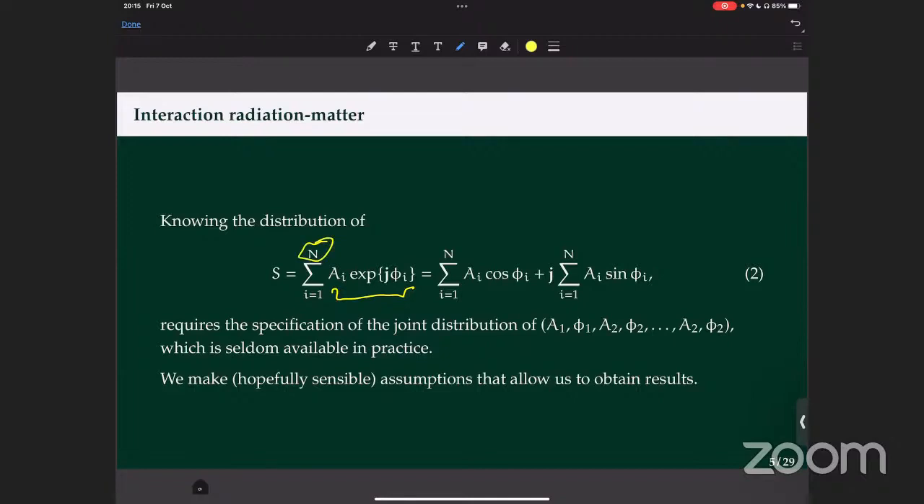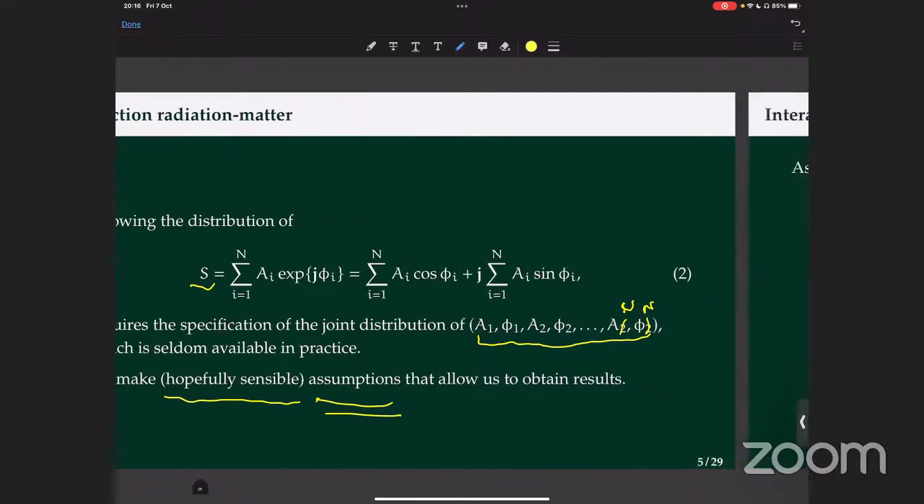So it's not practical. What we do is we try to model this as a stochastic process. And how do we do that? We want to know the distribution of S. We want to know the distribution of this random vector. It's a complex number, so it's a random vector. In order to know it, we either specify the properties of each elementary backscatterer, or we make hopefully sensible assumptions about what happens on the ground. Well, let's see what kind of assumptions we can make that lead us to a tractable problem.